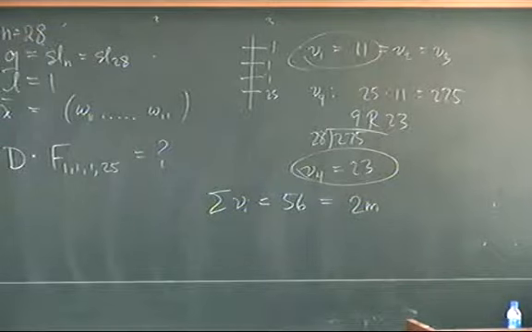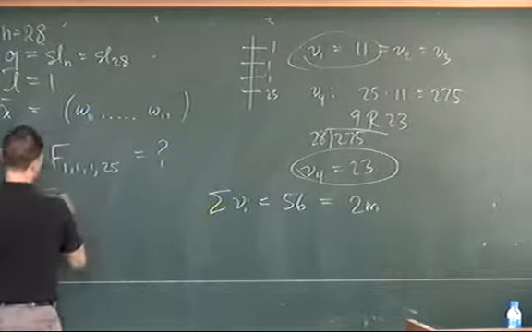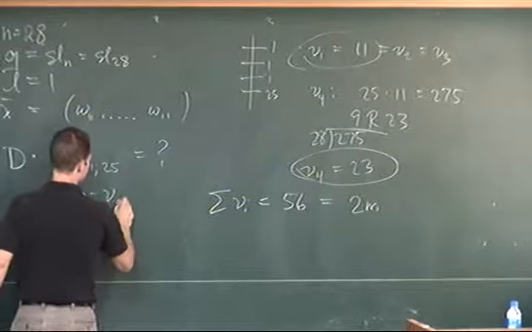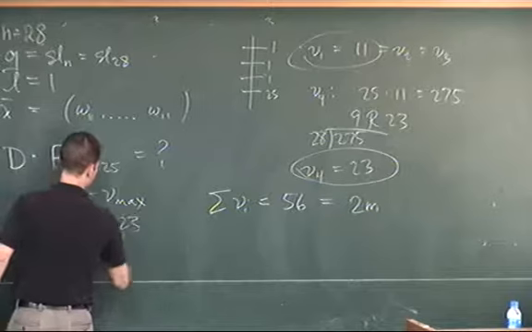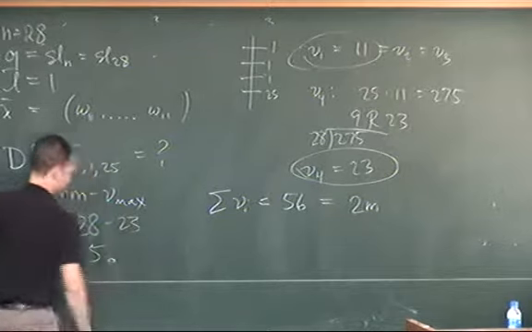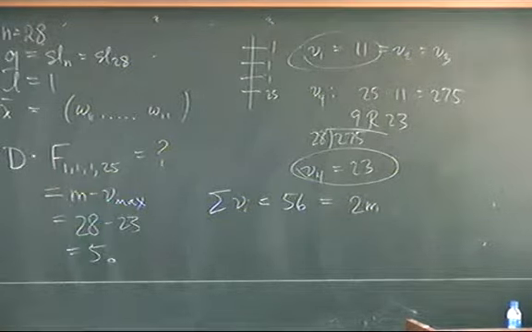So the sum of the nu i's is 2m. The sum of nu min plus nu max is greater than m, and so my final answer should be m minus the nu max, which is 28 minus 23, which is 5. Okay, so again, in this special case of SLM level 1, we get a beautiful piecewise linear formula for these intersection numbers.